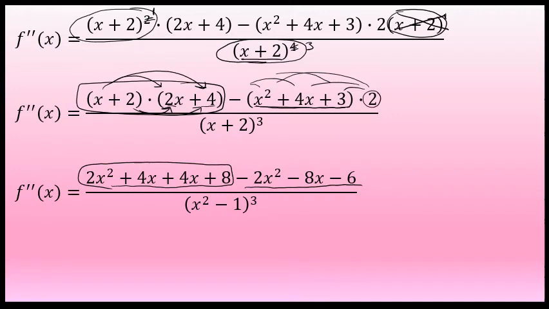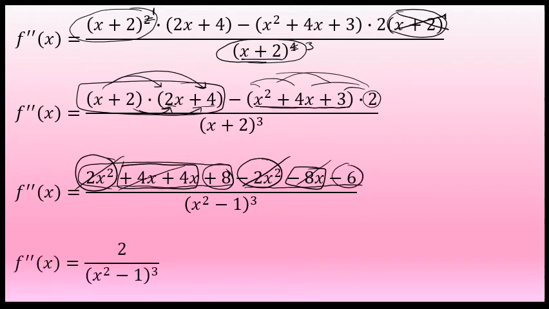So a lot of like terms here. I have 2x squared and minus 2x squared. Those are going to add up to 0. And how about plus 4x and negative 8x? Those terms also add up to 0. Actually, the only non-zero terms in the numerator are going to come from 8 and -6, whose sum is 2. The second derivative here is 2 over (x plus 2) to the third power.